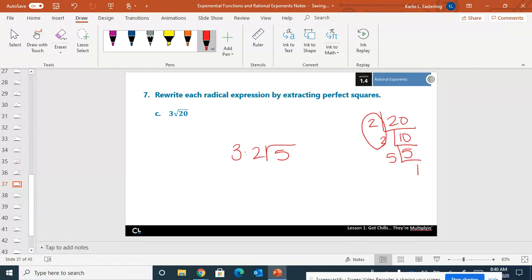If you are struggling with these, please join my Zoom call for the last 15 minutes of class, and I will help you out. I'm going through these kind of fast because we've already done non-perfect square roots. So this would end up being 6 the square root of 5.